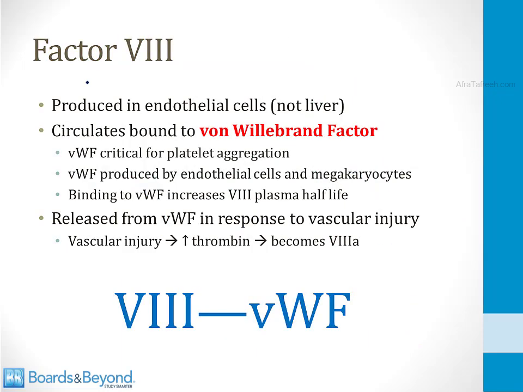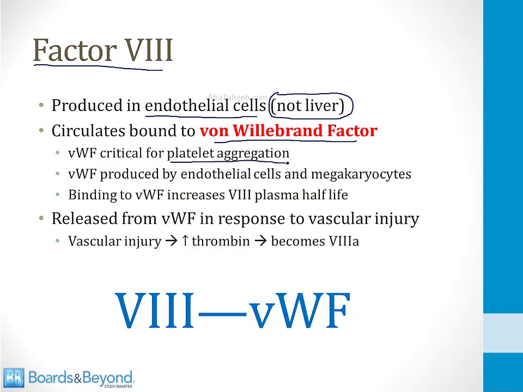Let's talk in a little more detail about factor 8, which is one of the clotting factors used to amplify the coagulation cascade. Factor 8 is unique because it's produced in endothelial cells, not in the liver like most of the other clotting factors. Another unique feature is that factor 8 circulates bound to von Willebrand factor. Von Willebrand factor is critical for platelet aggregation. I talk about it in more detail in the module on platelets.